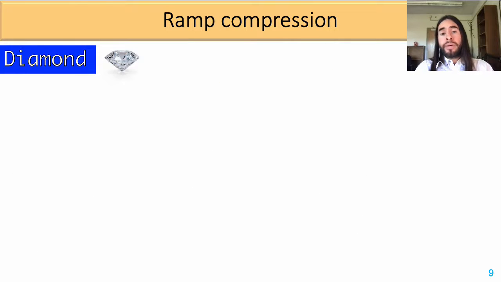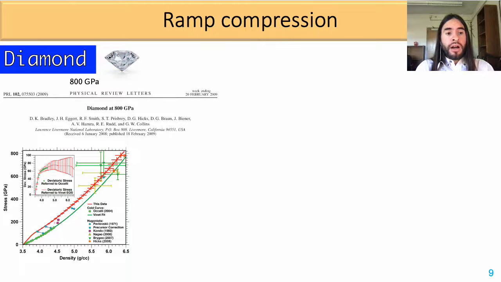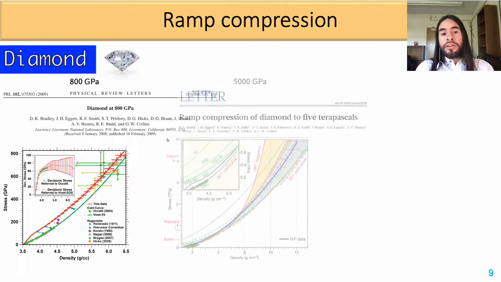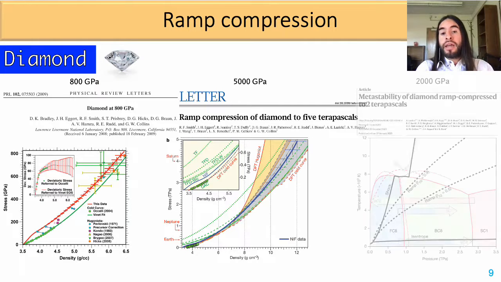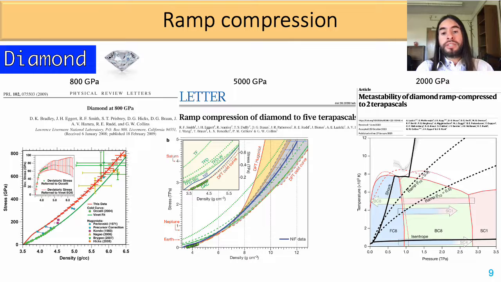So far, there have been 3 experiments that have ramp compressed diamond to the megabar regime. One by Bradley et al. that took diamond to 800 GPa in 2009, and they have some estimates for the temperature reached in those experiments based on plastic work models. And the experiments that I just mentioned that reached 5,000 GPa and 2,000 GPa more recently.